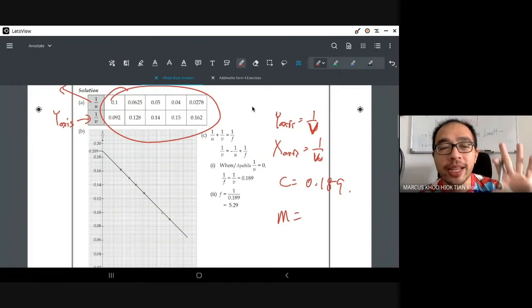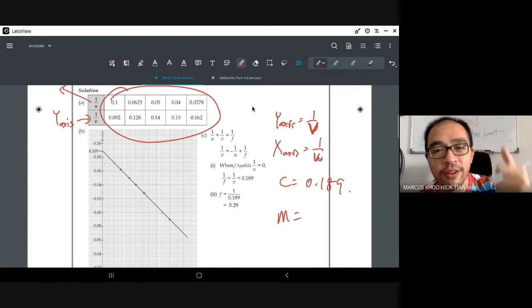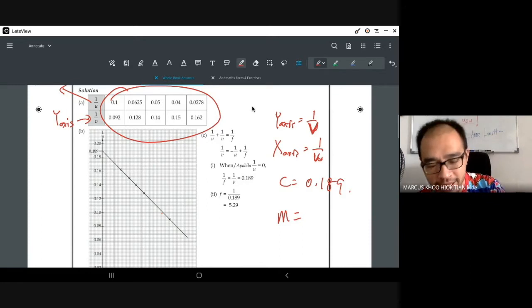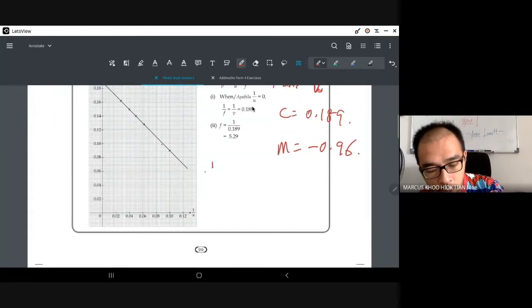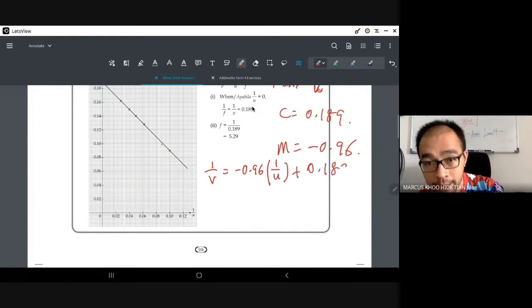I'm going to take an average. Since there are 4, 6 and 8, I'm going to use negative 0.96. This is the average. From here we can find the equation of the straight line. What is the y-axis? 1 over v equals negative 0.96 times, what is my x-axis? 1 over u, plus 0.189.